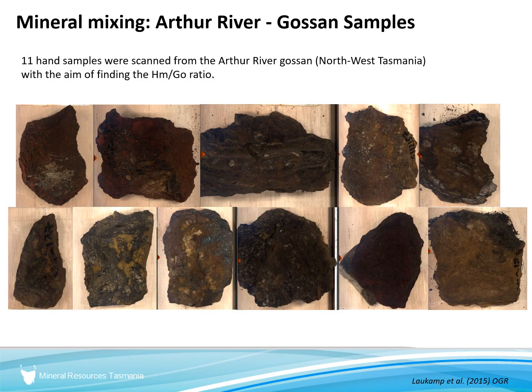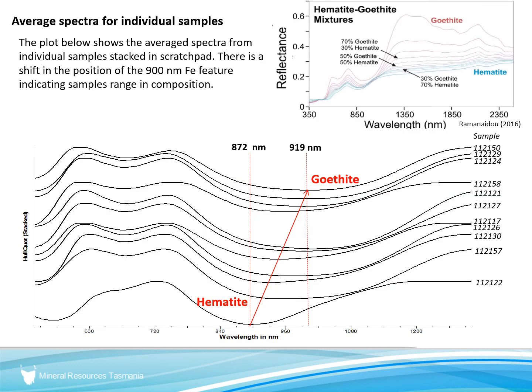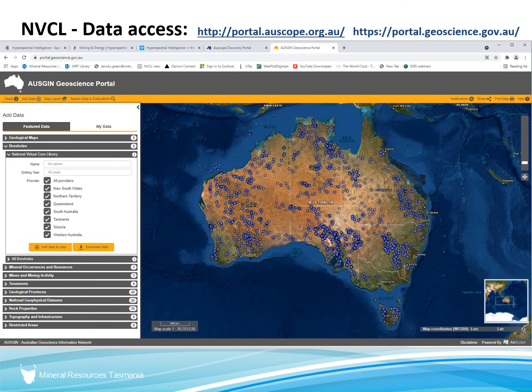Here's an example for Arthur River gossans, where we can see that in transitioning from hematite towards goethite, most of the transition from 70% hematite here, or 50-50 hematite, is right down close to the hematite boundary. So most of the variation occurs with just small amounts of goethite in the material. So it's very sensitive to that. It's not very sensitive to changes in hematite when you've got lots of it. Okay, very non-linear.